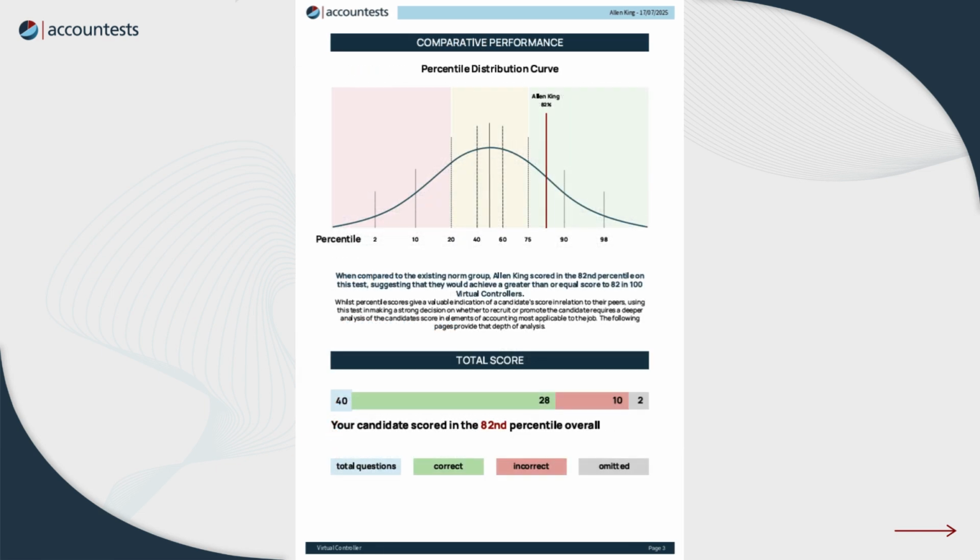If we go through to the next page, this is the most important. At the top of the page you'll see the bell curve. This is where you can see how your candidate did compared to our norm group. When we developed this test, we got a whole lot of appropriately qualified accountants to go through the question set to create a norm group, and then you're able to see how your candidate did compared to that norm group. How do they stack up against their peers when looking to see whether they've got the technical knowledge that you need? The top of the bell curve is the 50th percentile, so at that level half their peers have a better technical ability than the candidate and half have less.